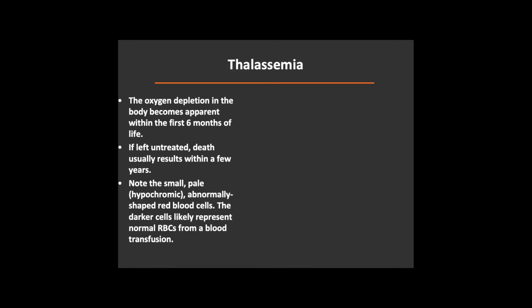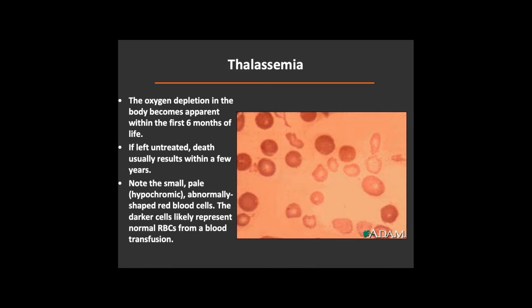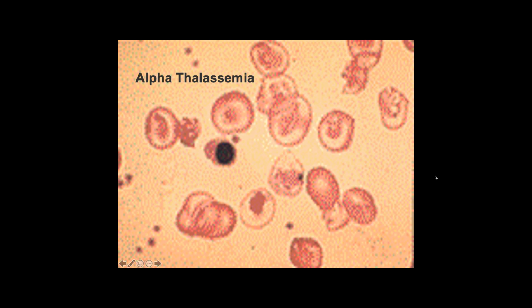So the hypochromic or pale, abnormally shaped red blood cells, you can see them pretty distinctly here also. And the darker cells are most likely normal red blood cells here, possibly from a blood transfusion. This is just showing you those hypochromic red blood cells again.